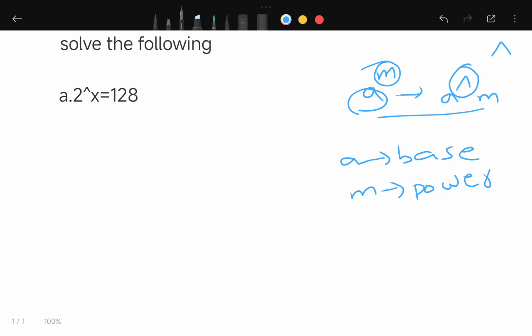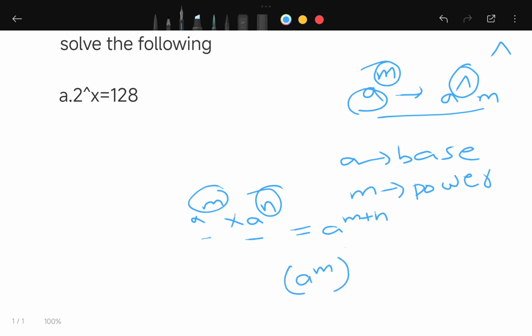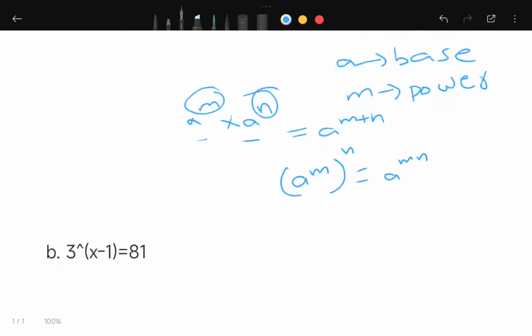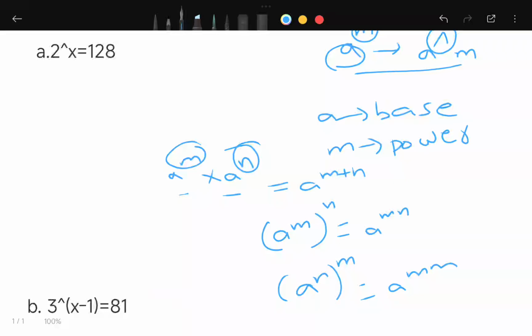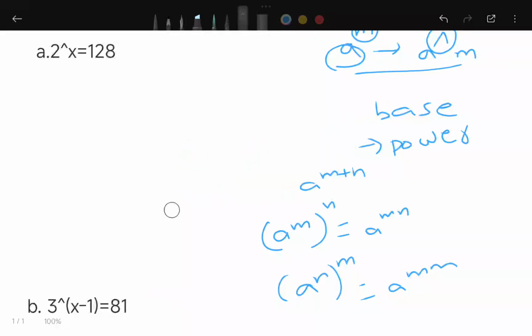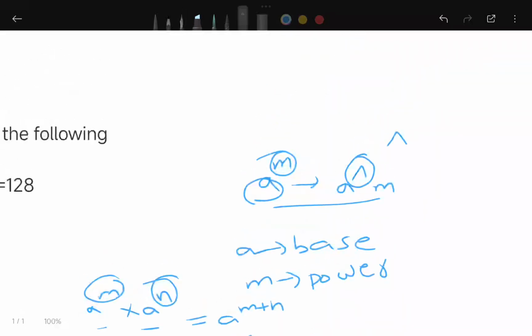So in exponents there are some rules, like a power m into a power n becomes a power m plus n. Since the bases are the same, the powers get added. And a power m whole power n becomes a power mn. Similarly, a power n whole power m becomes a power mn. While we are solving, we'll discuss more about this. Let us move to the first problem.